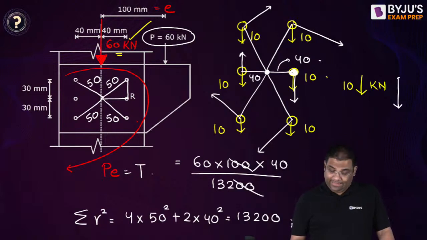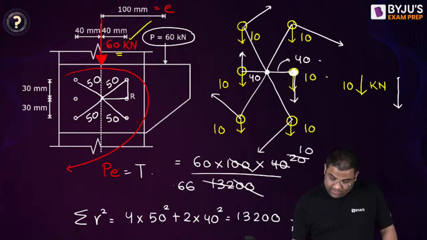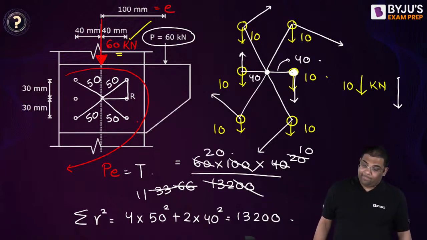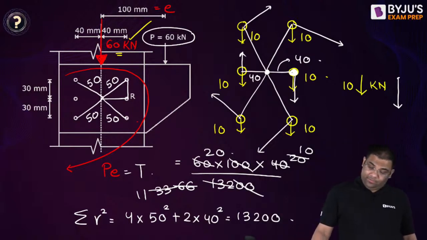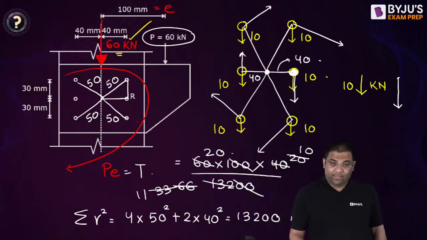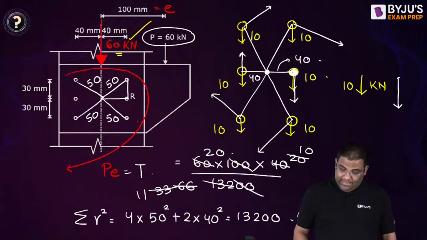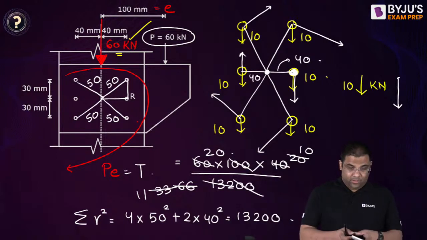2400 divided by 132. Let me do some calculation. 66, it is 20. Then 10, 33, 11, 20. 200 by 11. 200 by 11 is how much? You'll get 18.18, right? 200 by 11.